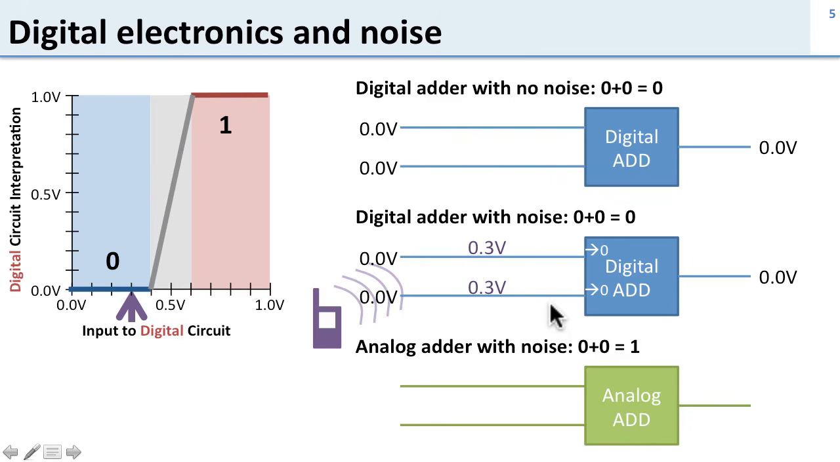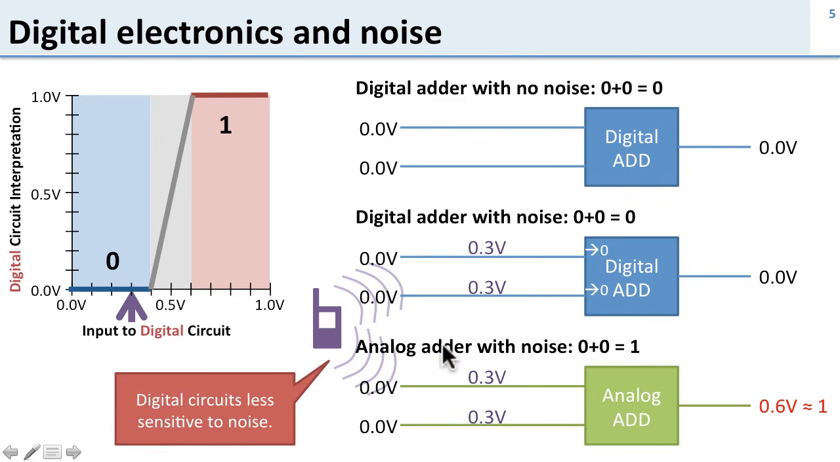Let's see what happens if we have an analog adder. So here's our analog adder. We have 0 volts in, but again we have this noise from our friend's cell phone, pushes these up to 0.3 volts, but the analog adder doesn't have this transfer function. So it's going to take 0.3 volts and 0.3 volts, add them together and give us 0.6 volts as the output, which is about 1. So the noise went right through the analog circuit. So this is why we like digital circuits. They're less sensitive to noise, which means we can put them together into bigger and bigger systems without the noise adding up.